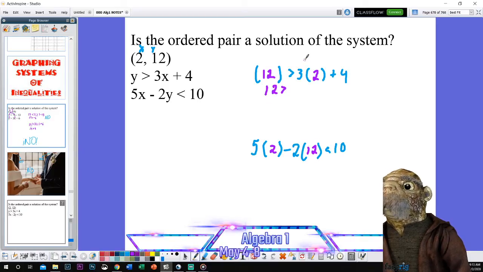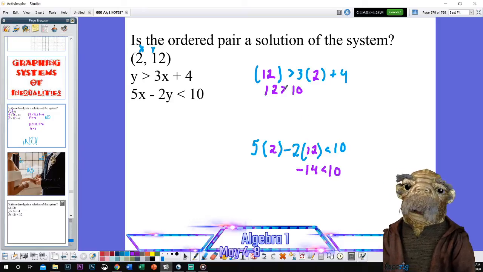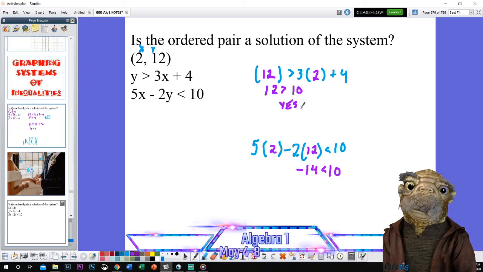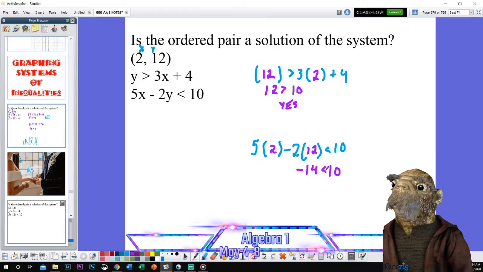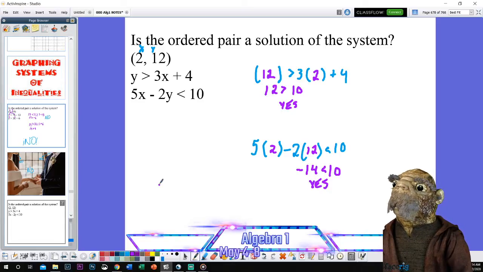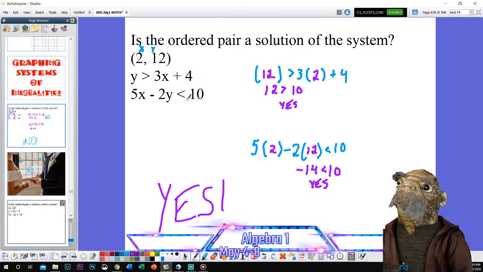So here we go. On my calculator, I do 3 times 2 plus 4. That gives me 10. Over here, this gives me 10 minus 24. There we go. Now, is this pointing to the cold temperature? Oh, yes, it is. But that does not mean my overall answer is yes. Remember that both of them have to say yes for this to work. Is this one pointing to the cold temperature? Yes, that one is also. So my overall total answer is yes. This is a solution to this system of inequalities, sorry.